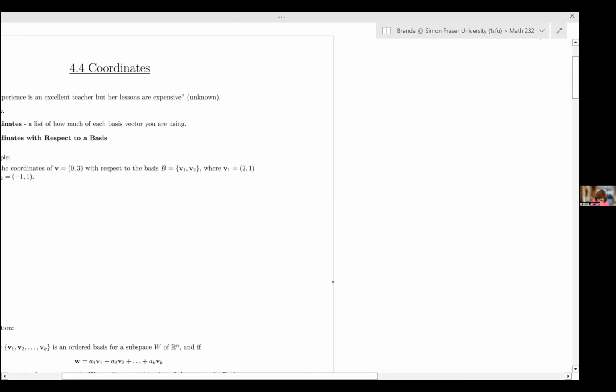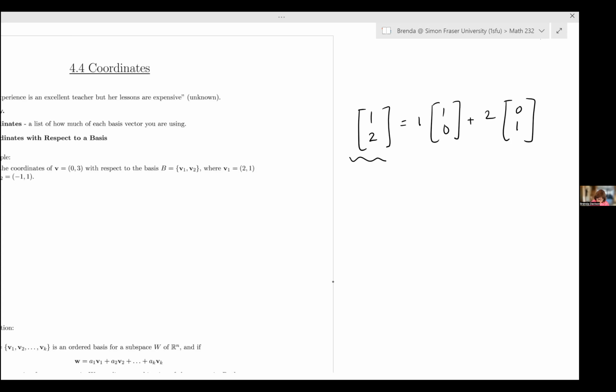We've been writing a vector in this manner. Here's the vector 1, 2. This actually means 1 times 1, 0 plus 2 times 0, 1. We haven't been thinking about it so much, but this vector 1, 2, the 1 and the 2, are the coordinates with respect to these two basis vectors. And we do not need to use the standard basis vectors here. So the idea will be, what are these numbers if we have different basis vectors? They'll still be the coordinates of the vector, but they'll be with respect to a different basis.